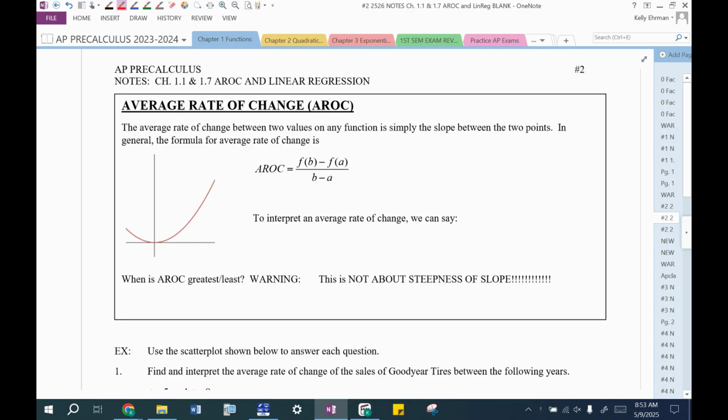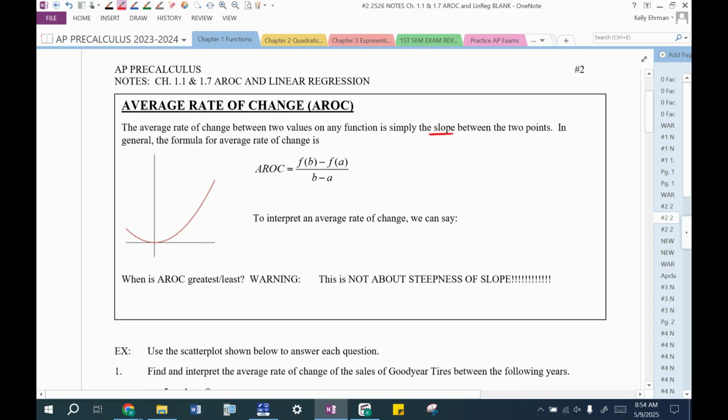So, average rate of change, which you can abbreviate as AROC, is basically just the slope between any two values on any function. So average rate of change, you should just be thinking slope. We have an official formula for this, which is always good to write out. Average rate of change is f of b minus f of a over b minus a.